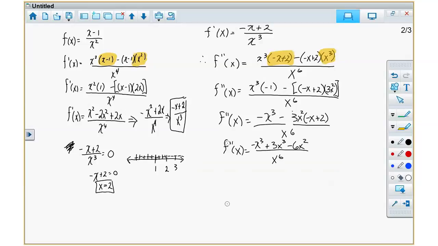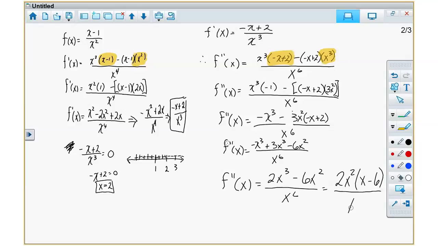But anyway, F double prime of x is equal to negative 1 plus 3, which is 2, x to the 3rd minus 6x squared over x to the 6th. Factor out 2x squared. And what does that leave? x minus what? 6, over x to the 6th. So our final answer for f double prime is 2 times x minus 6 over x to the 4th.